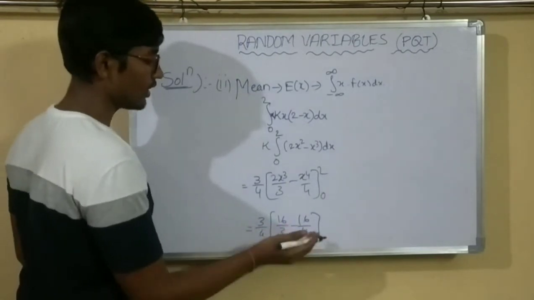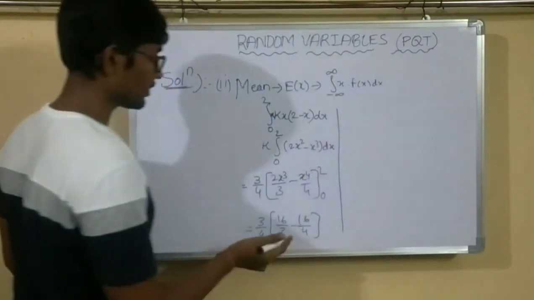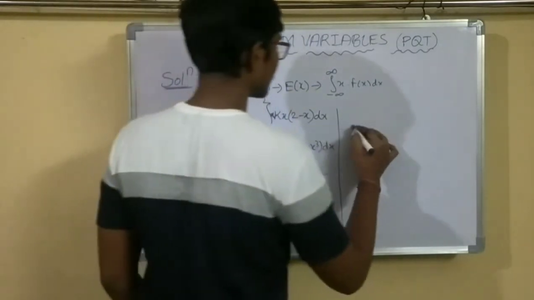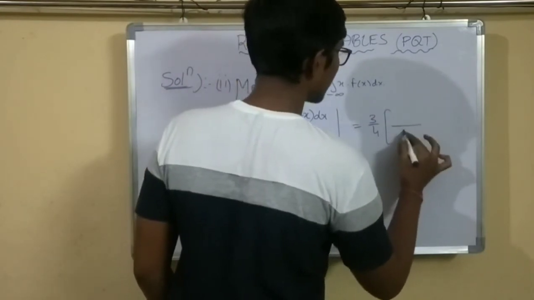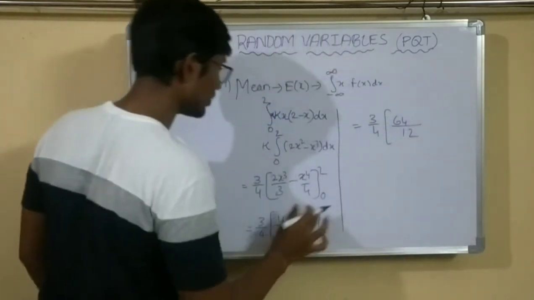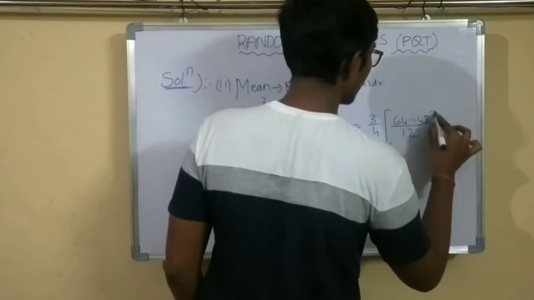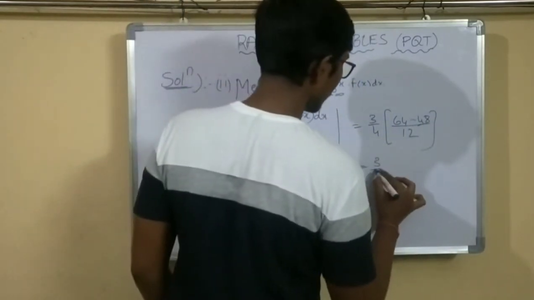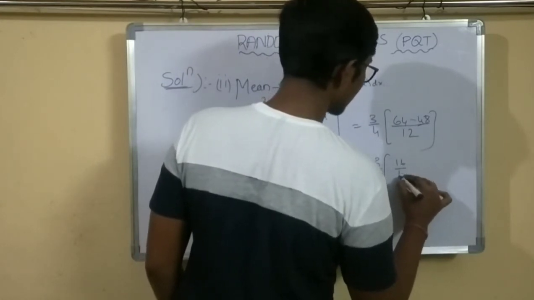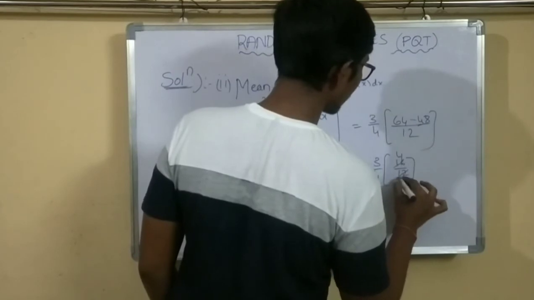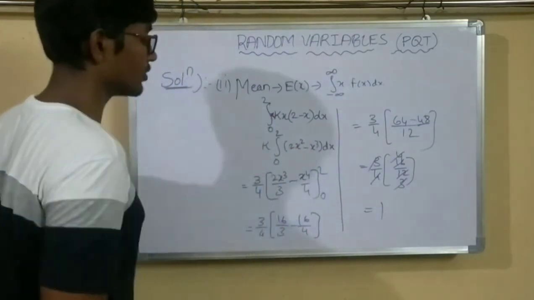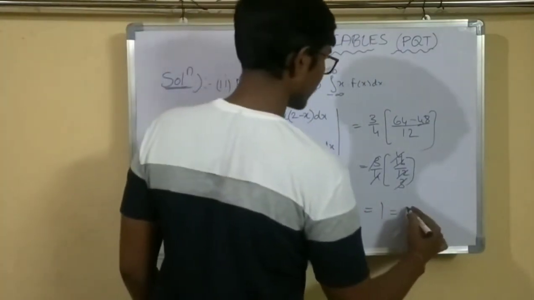So I am not writing here. So 16 by 3 minus 16 by 4. So if I do the LCM for this, it is 3 by 4 into the LCM of both is 12, and 4 into 16 is 64, and 3 into 16 is 48, right? If I simplify this, it is 3 by 4 into 16 by 12. So 4 and 4 cancel, 3 and 3 cancel. So here the expectation of x, the mean value, is 1. E of x equals 1, and the mean value is 1.